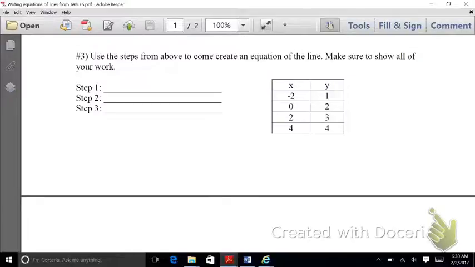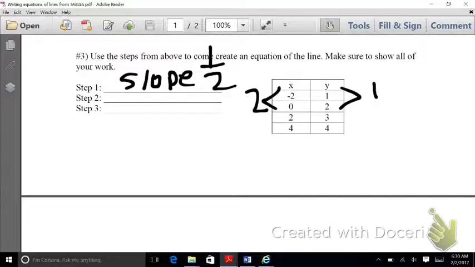So step one, of course, is that we need to determine whatever our slope is. So our change in y from 1 to 2 is 1. Our change in x from -2 up to 0, that is a positive 2. So our slope is a positive 1/2.